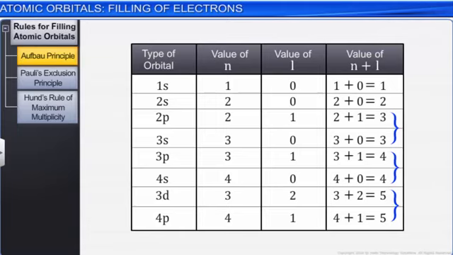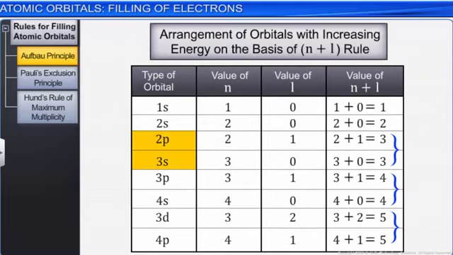The orbitals 2p and 3s have same value of n plus L, which is 3. Now, as per the n plus L rule, the orbital with the lower value of n has lower energy and hence is filled first. Thus, 2p is filled first, followed by 3s. Let us observe the arrangement of orbitals up to 4p in increasing order in accordance to the n plus L rule in the following given table.